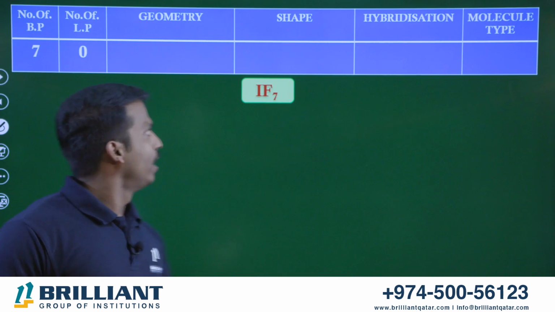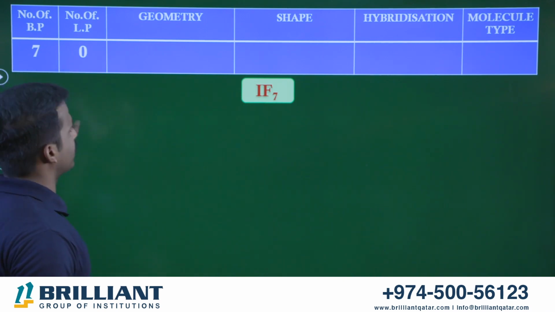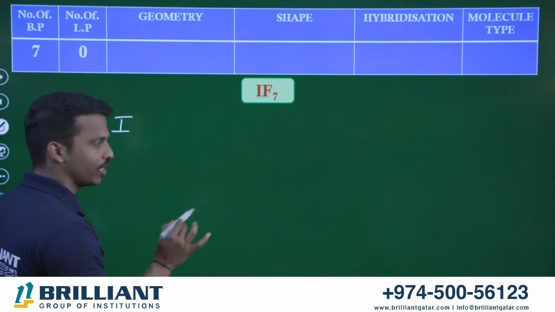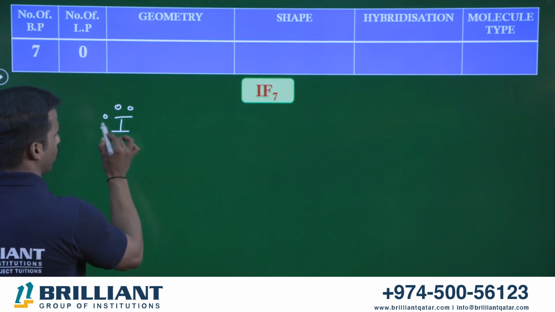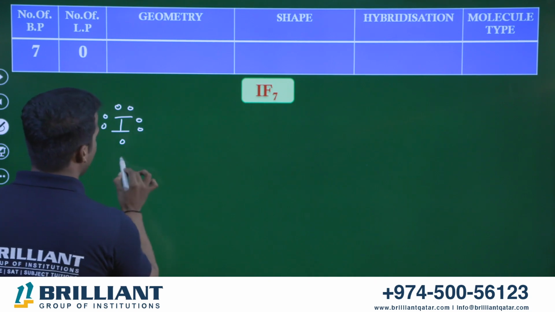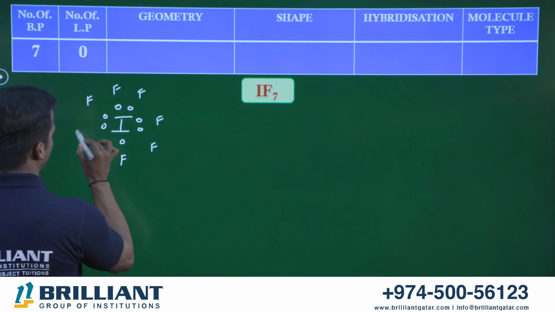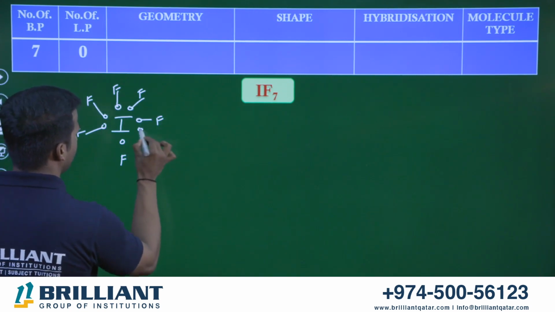The last structure we can enter, this is the maximum type of compounds they will ask you for your exam, okay? This is the last type, 7 bond pair, 0 lone pair. The example is IF7. You know, iodine is a halogen, it has 7 valence electrons. It is surrounded by 7 fluorine atoms. Each fluorine needs 1 electron, right? So let them take from there.